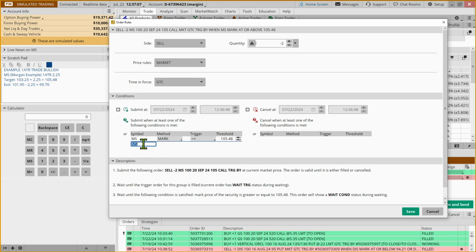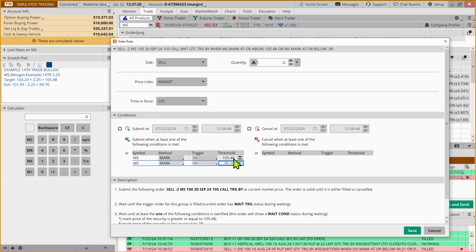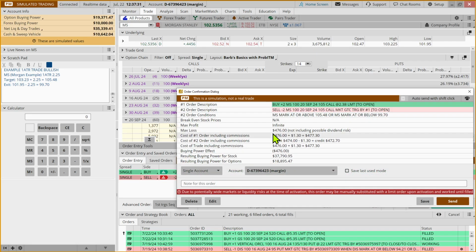$105.48 at or below 99.70. Now, do those prices make sense? Where is it trading now? 102, so that's about $3 above, or a couple of dollars below. Save. When we come to confirm and send, how much are we risking? $476. How much could we lose? $476. And then we want to exit if it goes above 105.48, check, or below 99.70, check.